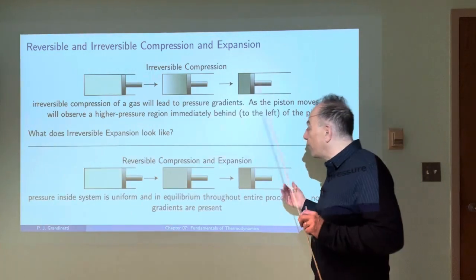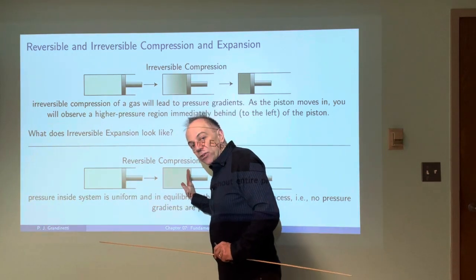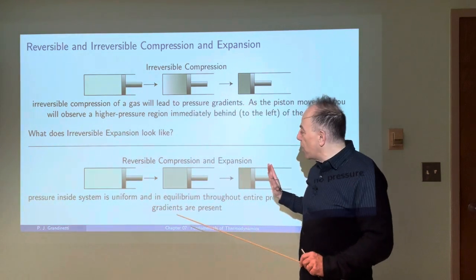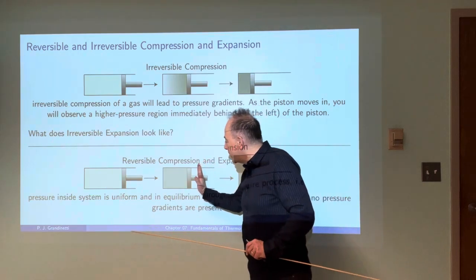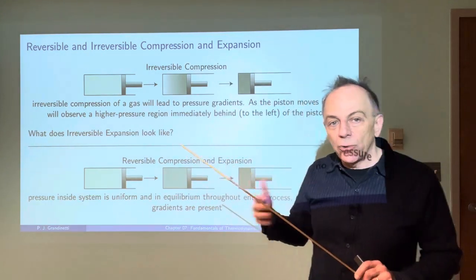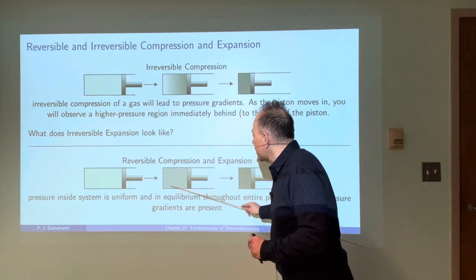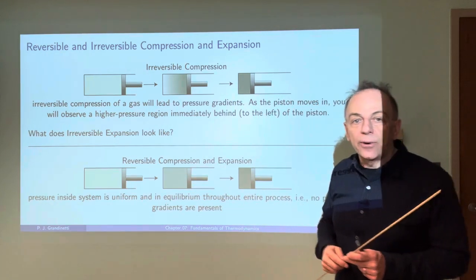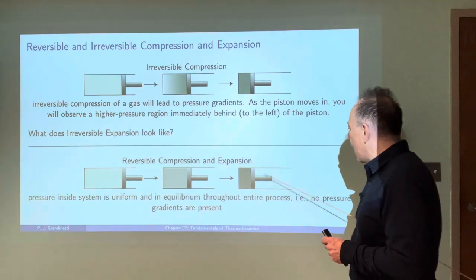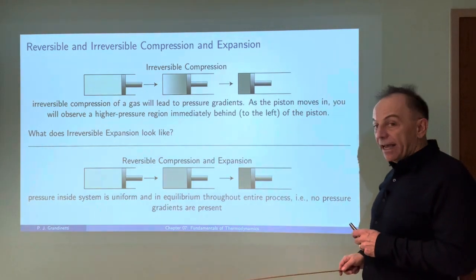Whereas if we did this reversibly, then we would press our piston in ever so slowly, so that we didn't allow any density fluctuations, any gradients in the pressure inside, so that it stays always at a uniform pressure throughout. All right? This is an example of reversible compression and expansion.